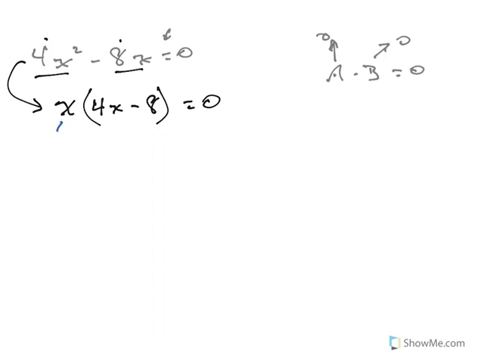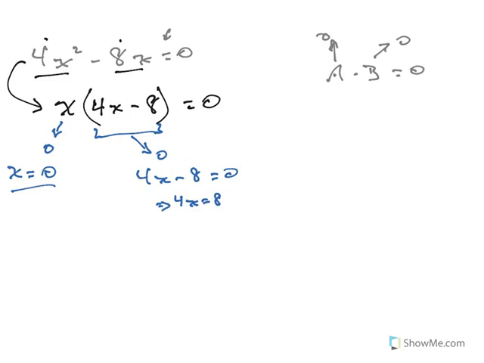So either this x is equal to 0, in which case x equals 0, or this term is equal to 0, which says 4x minus 8 is equal to 0. If 4x minus 8 is equal to 0, well, I bring the 8 to the other side, so that becomes 4x equals 8. And I bring the 4 to the other side, so that says x is equal to 8 over 4, which is 2. And now I have my two answers. x is equal to 0 or 2.